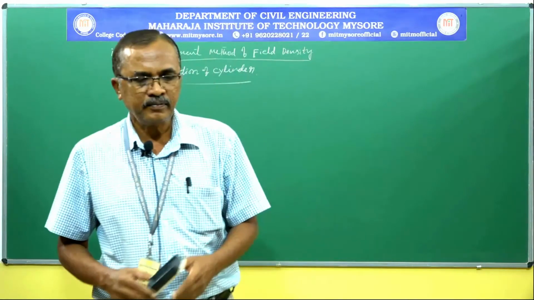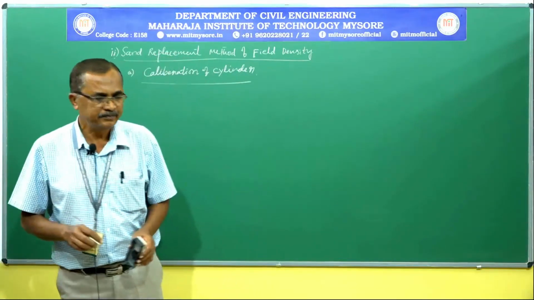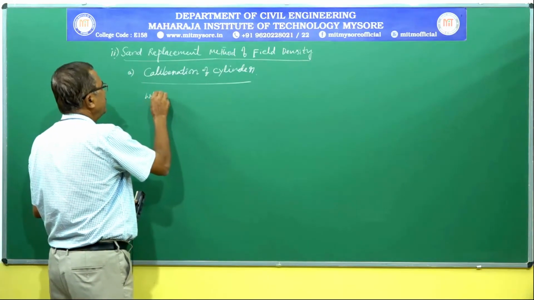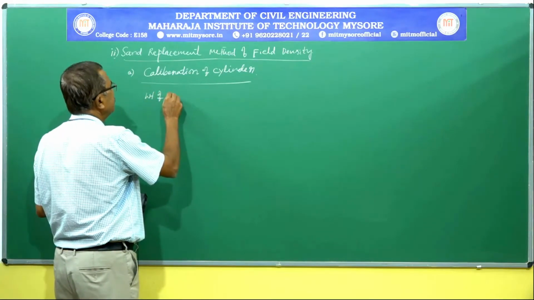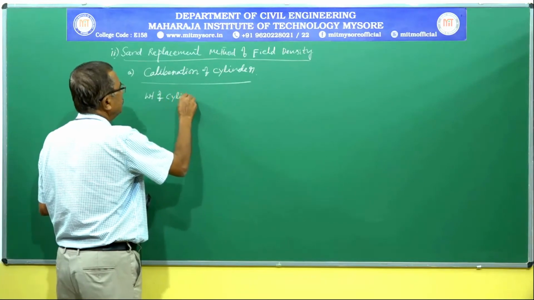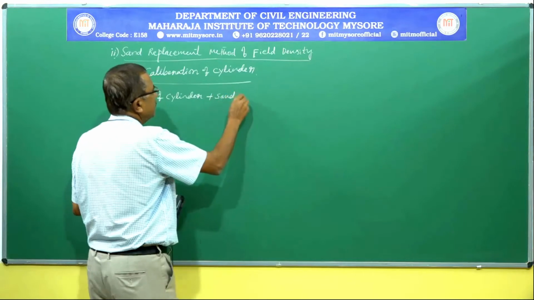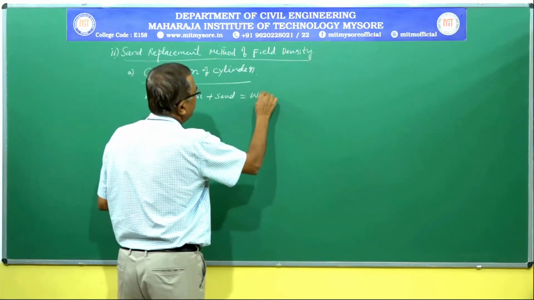So note down the weight of cylinder plus sand, that is the observation. Weight of cylinder plus sand, that is equal to W1 gram.